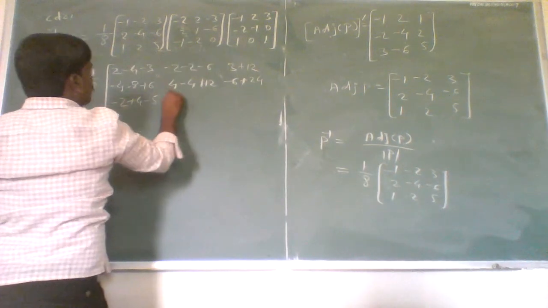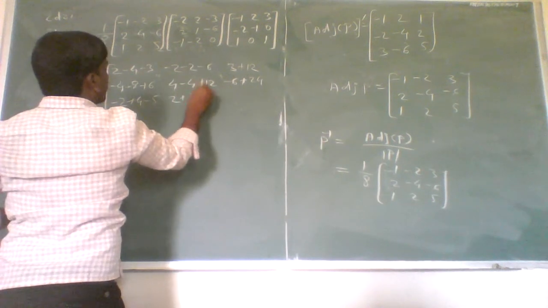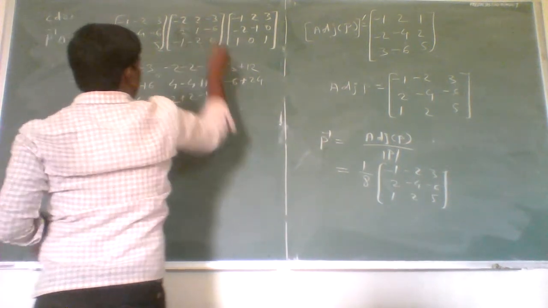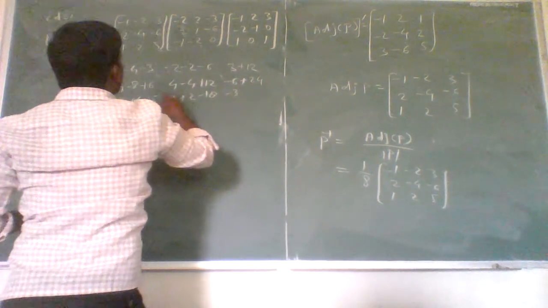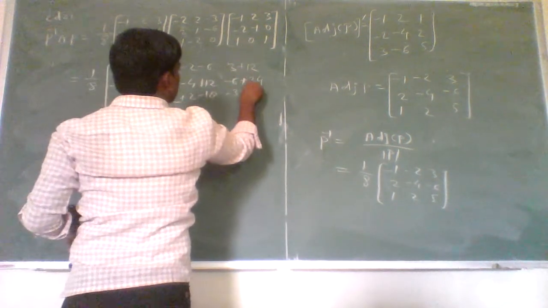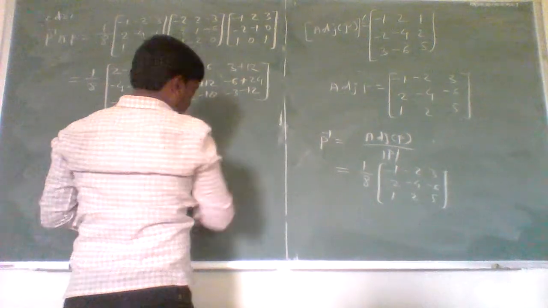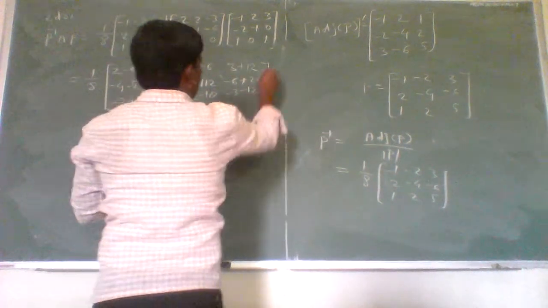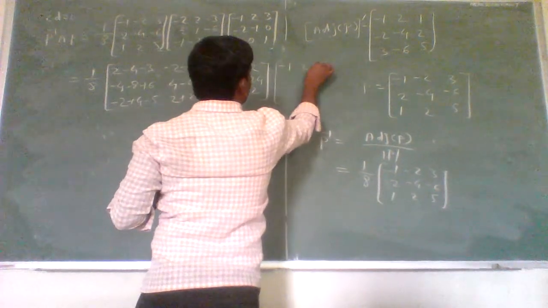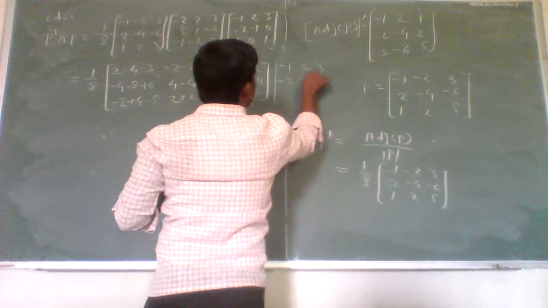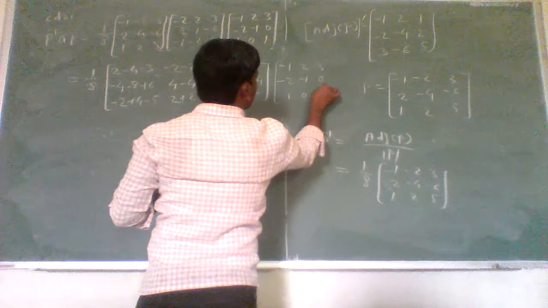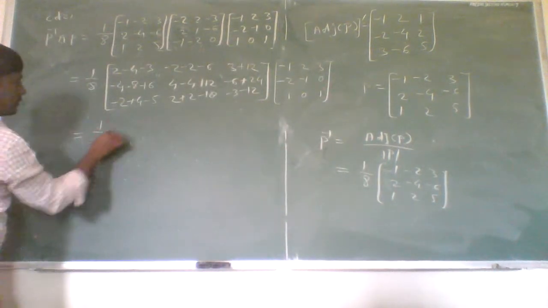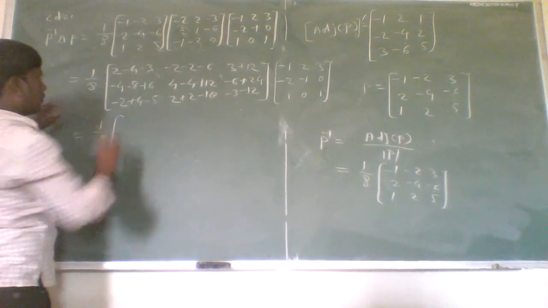Okay, 1 into 2, 2 into 1, 5 into -10, 1 into -3, 2 into -6, which is 0, and matrix A with rows -1 2 3, -2 -1 0, 1 0 1 is equal to 1 by 8 into the product matrix.